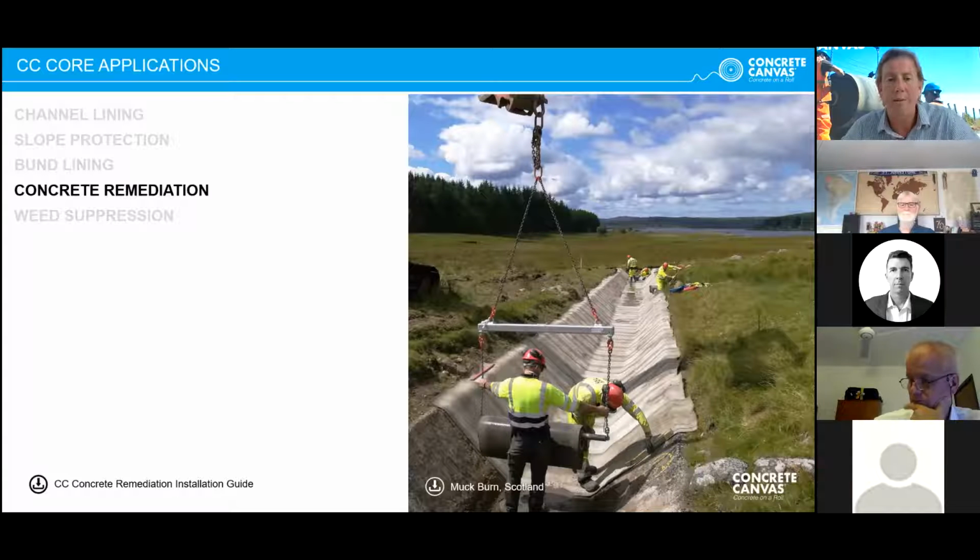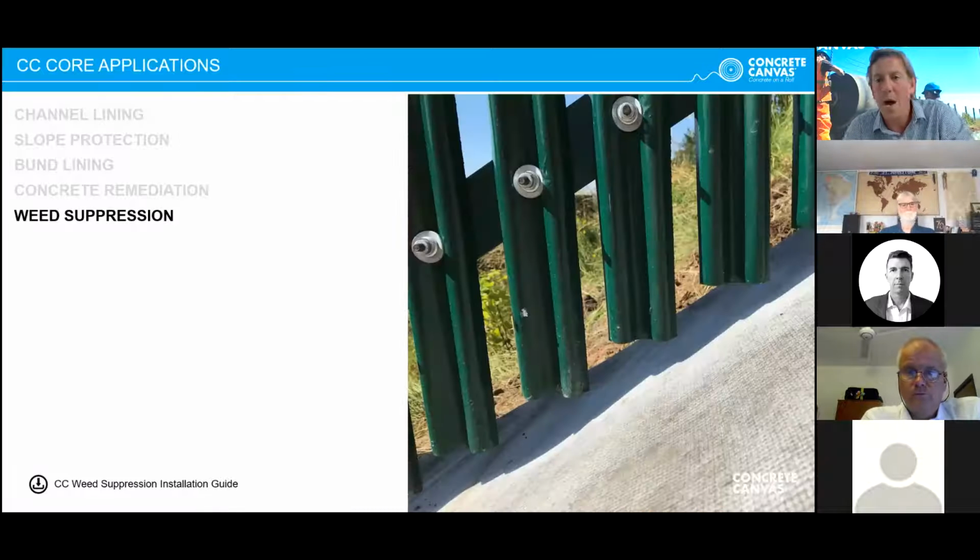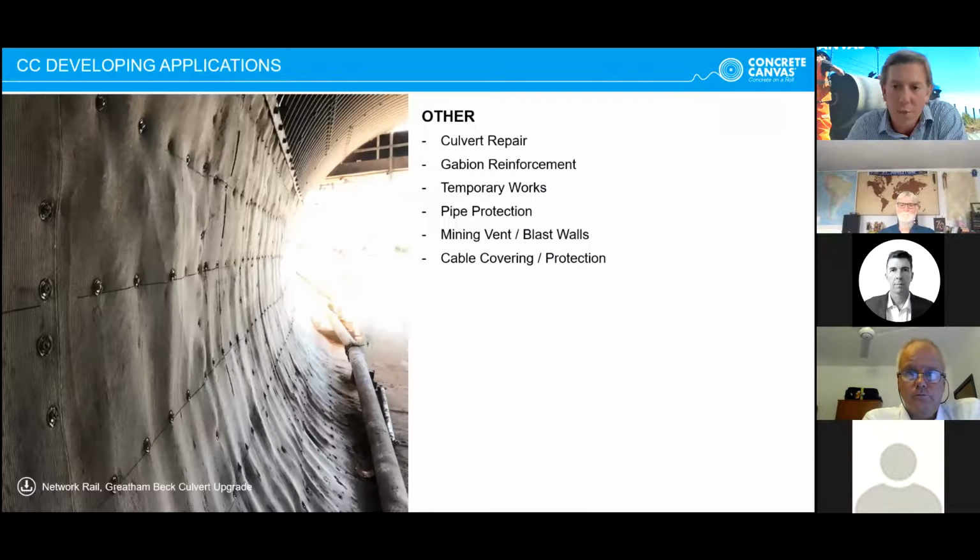And here there's a real benefit because you're able to reline a structure, providing another 50 years, 120 years of life, but without affecting the flow capacity of the channel, because you're only adding a few millimeters of thickness. So you maintain the flow characteristics. And then many others, such as weed suppression, culvert lining, gabion reinforcement. And we believe we've only just scratched the surface, to be honest, of where this material is used.